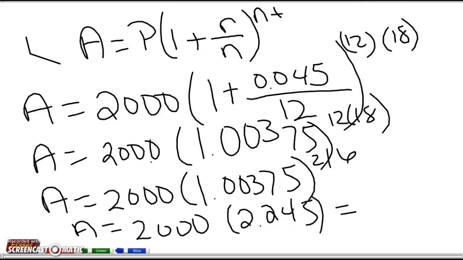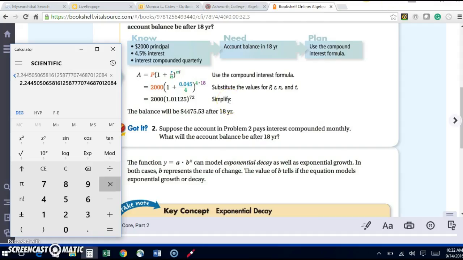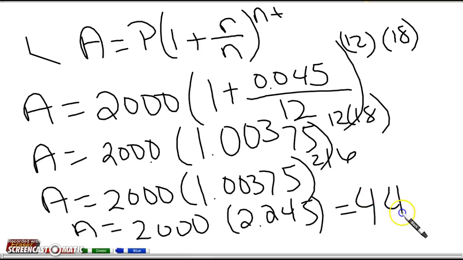Okay, we'll multiply that times 2,000, and I get 4,489. Not much of a difference if you notice. So $4,489 and 1 cent.